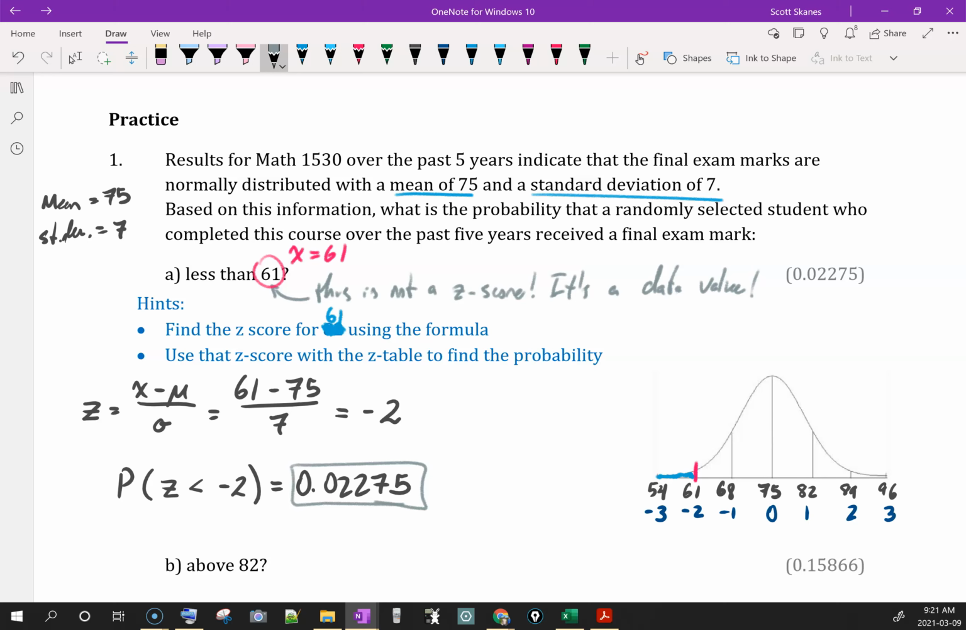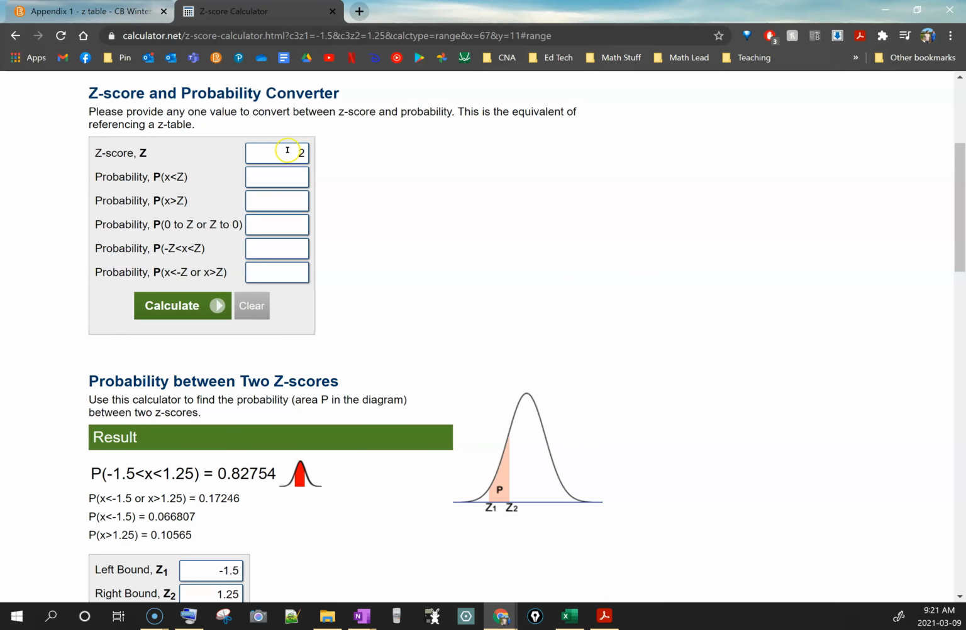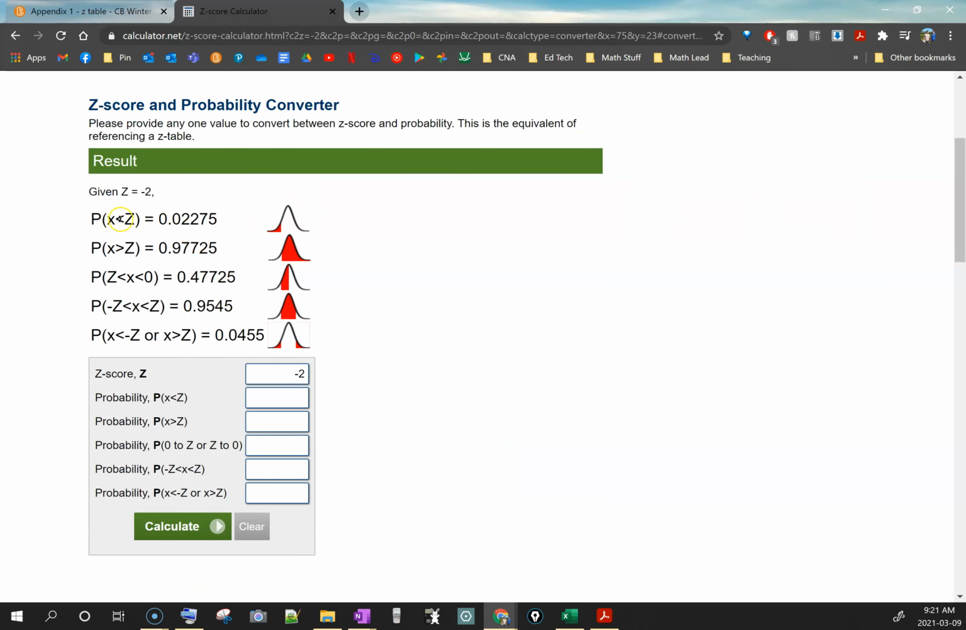All right? That's all you need to worry about. If you want to check it on a calculator, you can check it on an online calculator. The probability of being less than a z-score of -2, sorry, if the x value is less than that, is 0.02275.